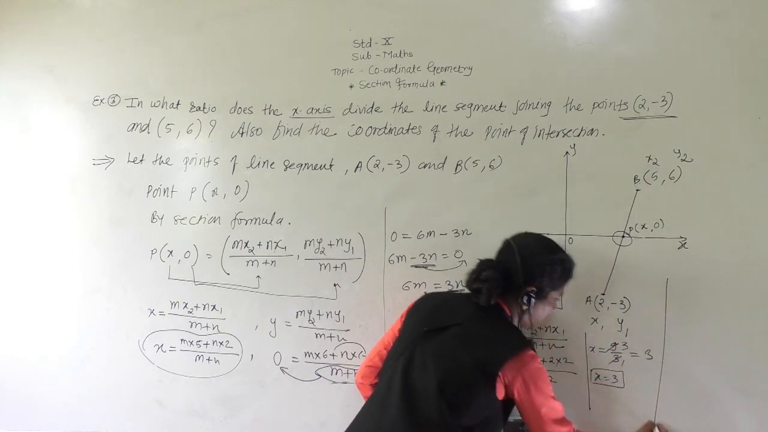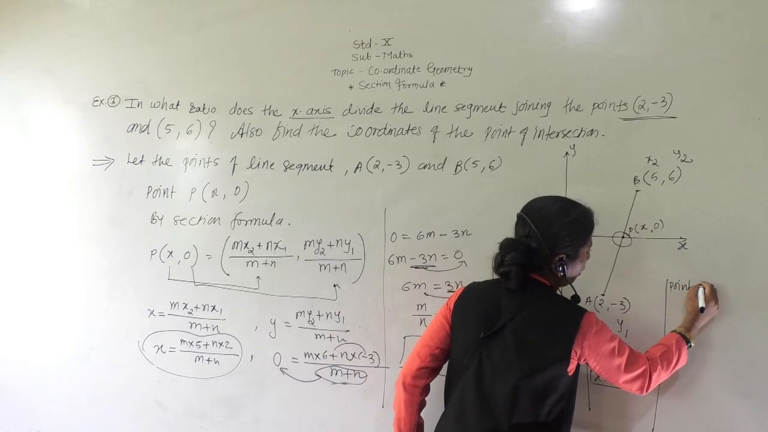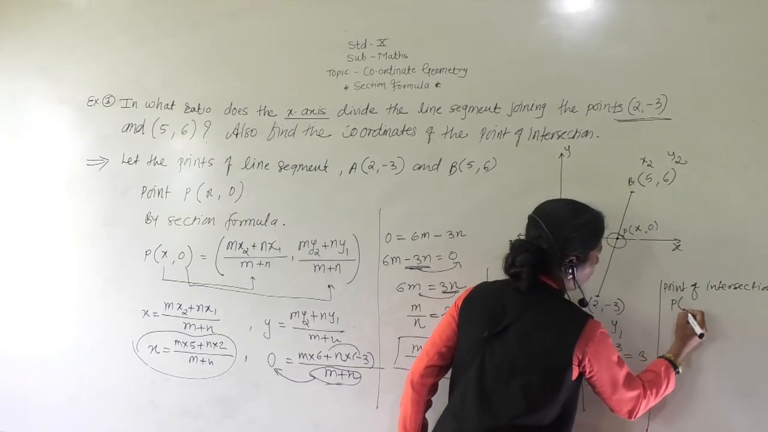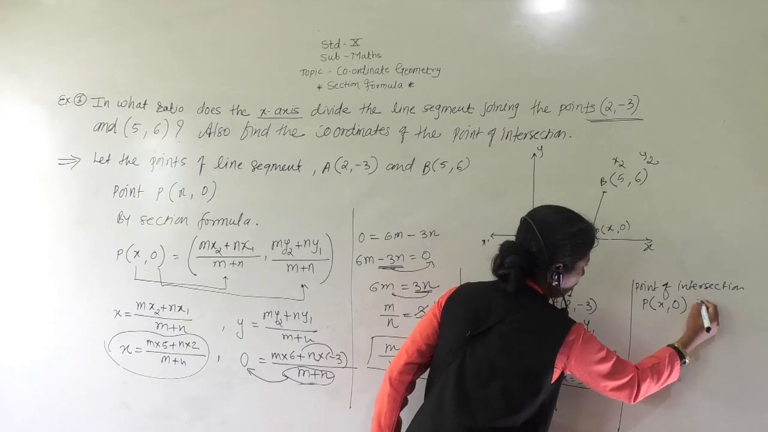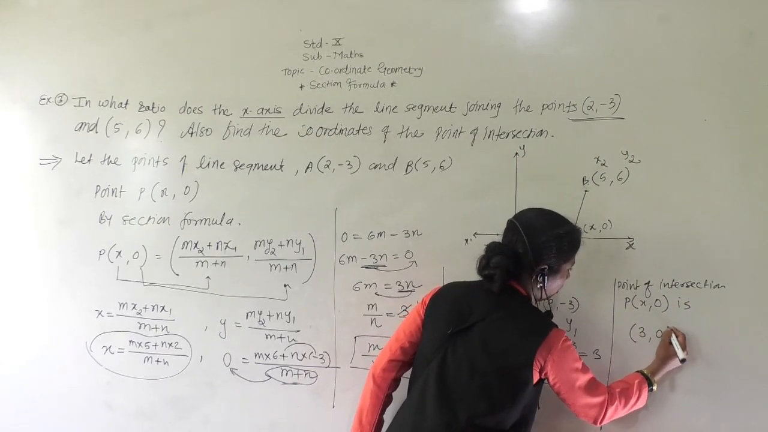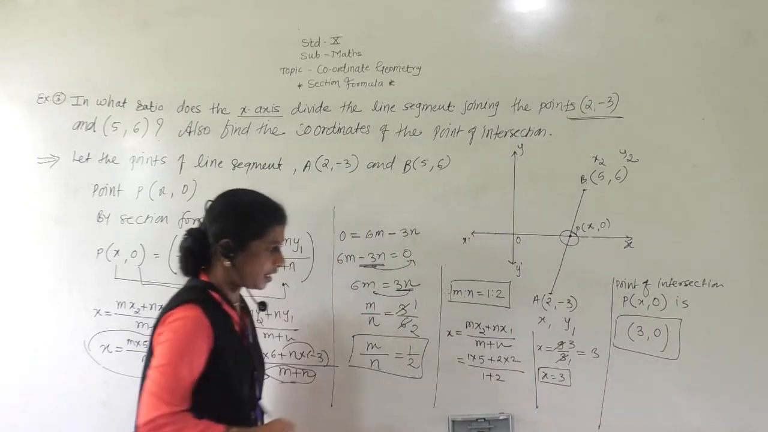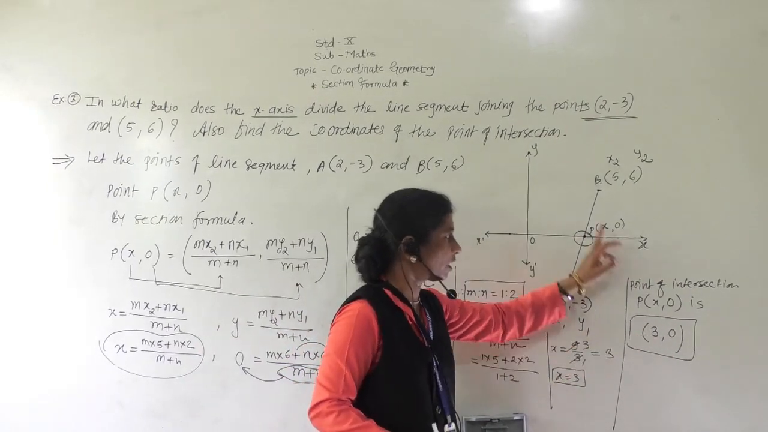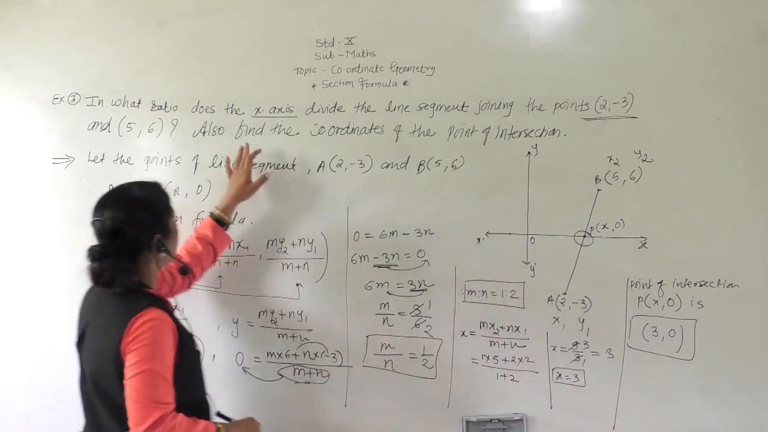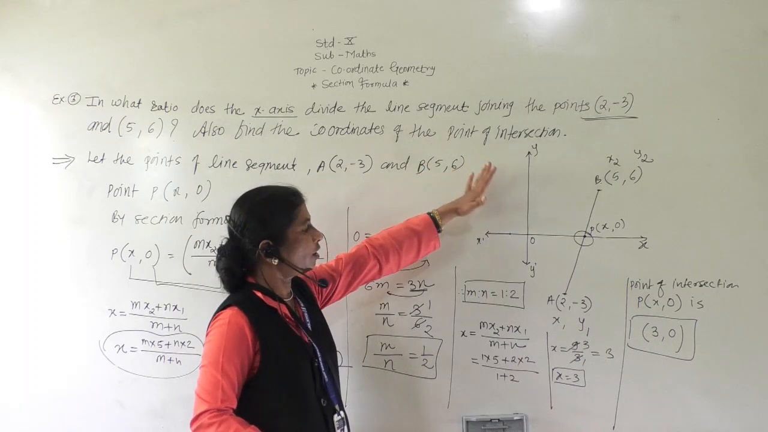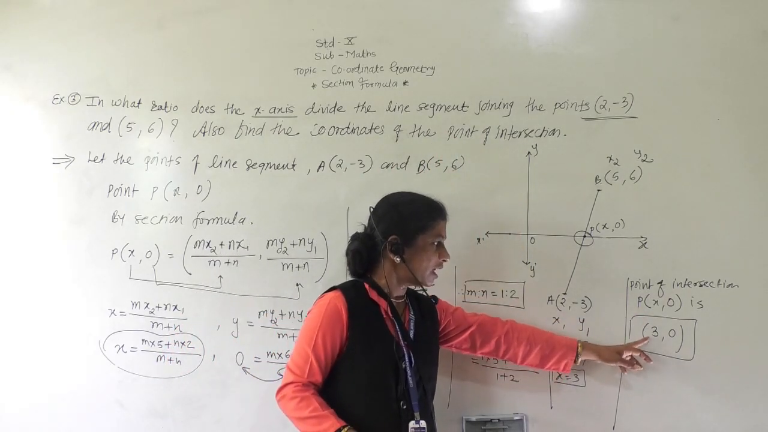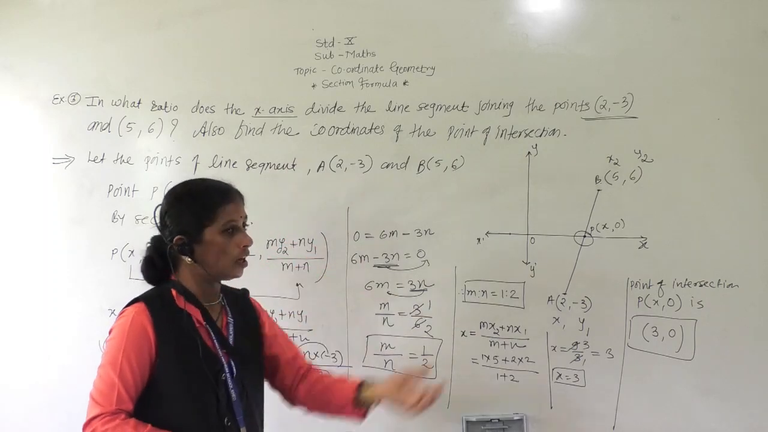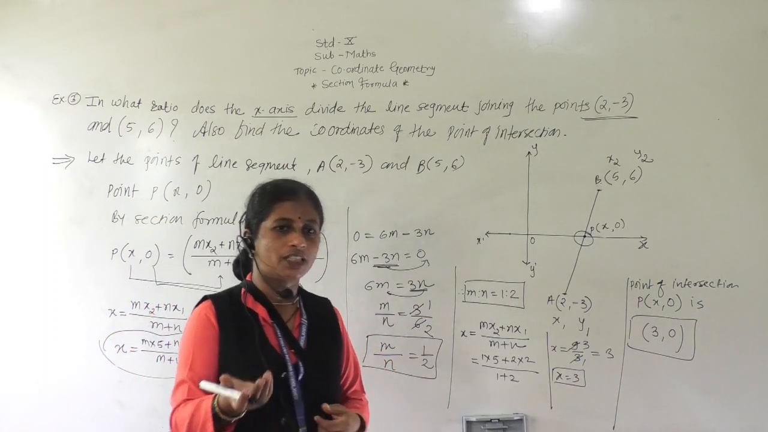So point of intersection P, x, 0 is what? 3, 0, correct? So this is the point of intersection, exactly this is the value of your x coordinate, correct? This x value is what? 3, and y coordinate is 0. So here we have found the coordinates of the point of intersection. So the coordinate of the point of intersection is what? 3 comma 0. Understood? Everyone, so in this way we have to solve the given example, and the next example we will see in the next period.